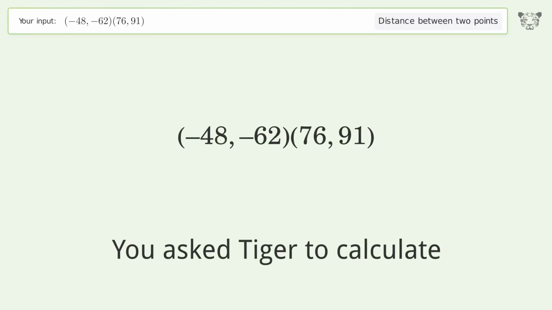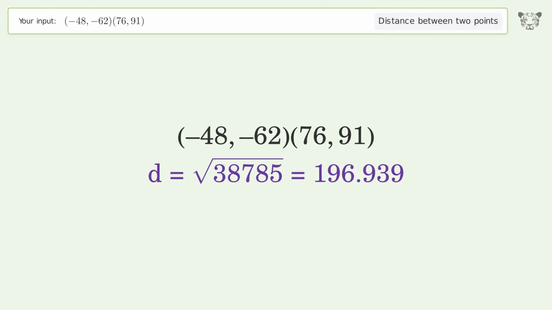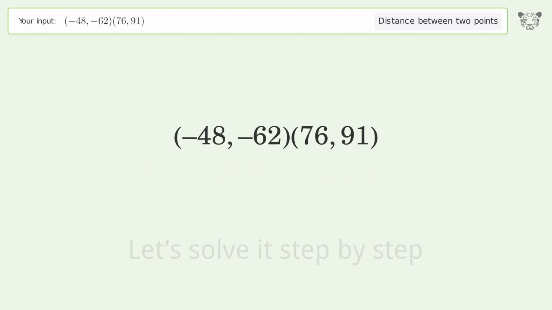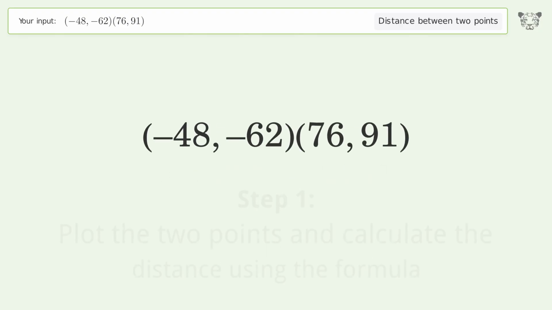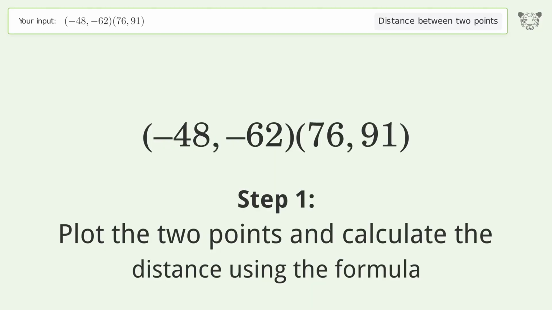You asked Tiger to calculate the distance between 2 points. The distance between the 2 points is the square root of 38,785 or 196.939. Let's solve it step by step. Plot the 2 points and calculate the distance using the formula.